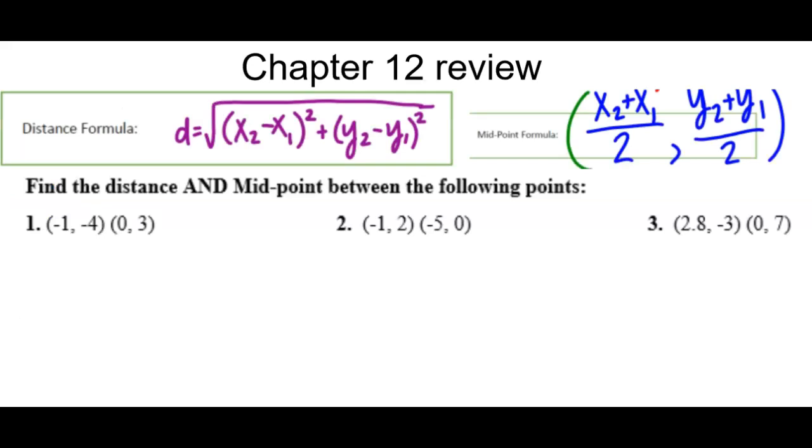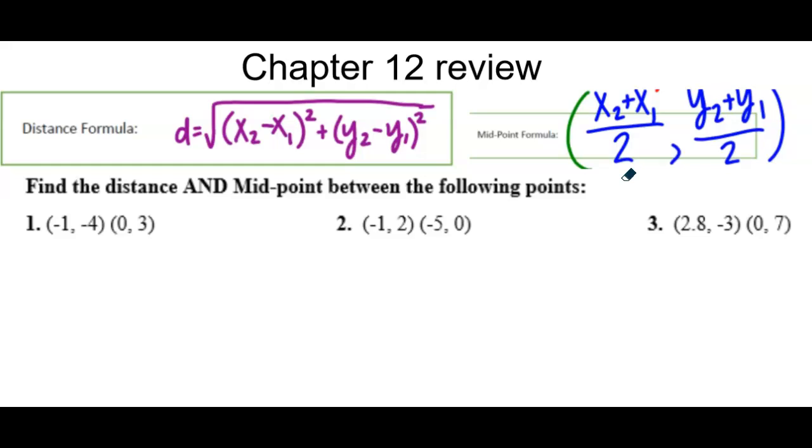Okay, so let's talk distance. I would like you to find the distance and the midpoint for each of these. As you do that, make sure you're using the formula correctly. This is subtraction. This is subtraction. Then we square them. Then we add them. Then we take the square root. For our midpoint, we add them together and divide by 2.